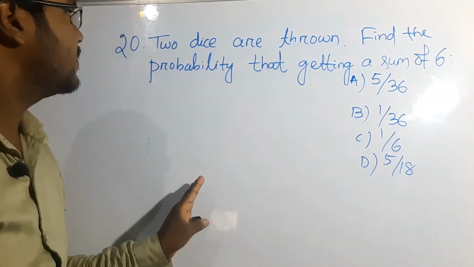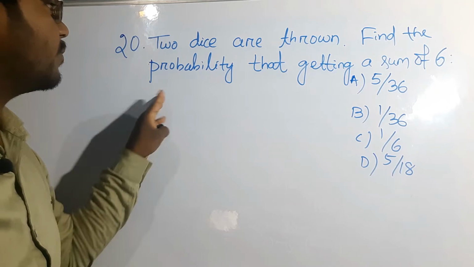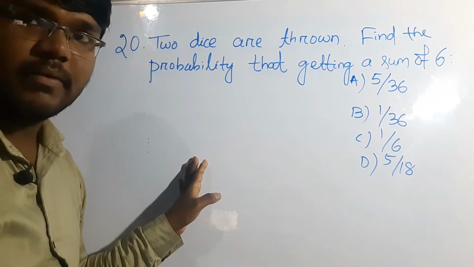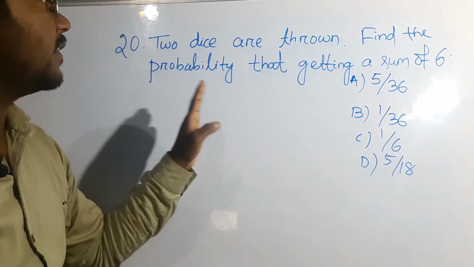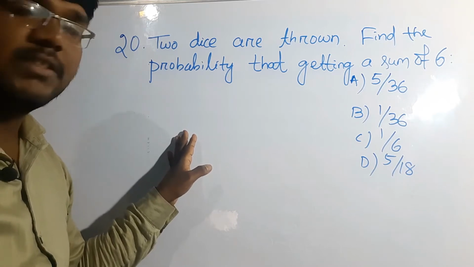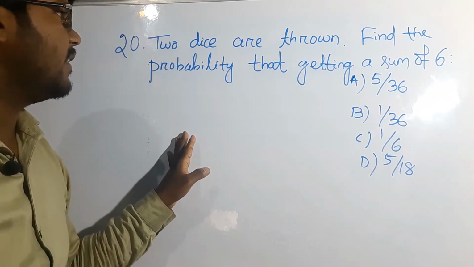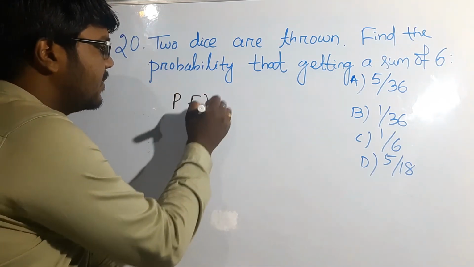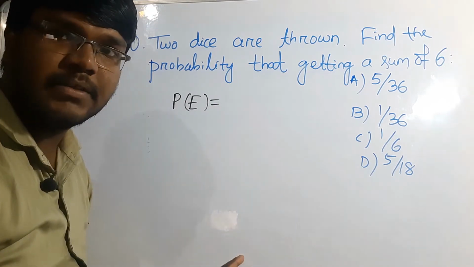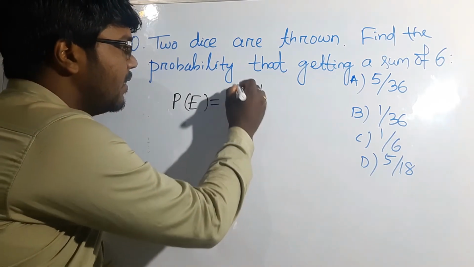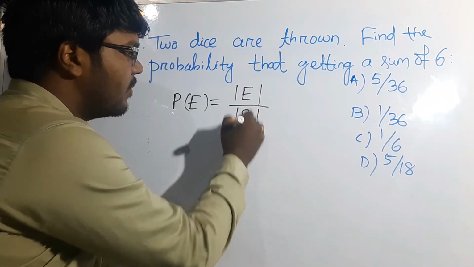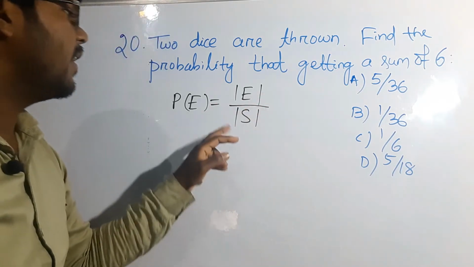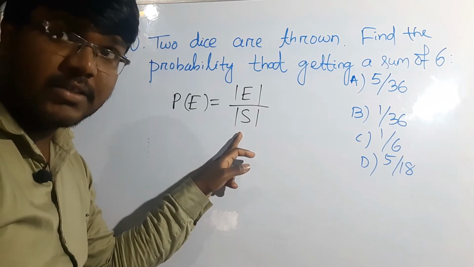So friends, our next question is, 2 dice are thrown, find the probability of getting a sum of 6. So this is a question from probability. First we will know what is probability. The probability of an event is the cardinality of E divided by the total number of elements in the sample space. What is the number of elements in the event E, and what is the total number of outcomes in the sample space?